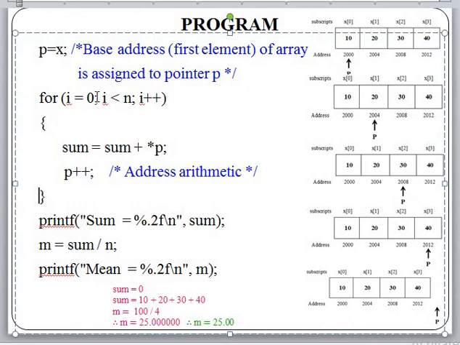So it will go back. Now i becomes 3. 3 is less than 4, yes, the condition is true. It will compute the next sum: sum equal to the old values 10 plus 20 plus 30, that is 60. 60 plus star p, the current location pointed to by the pointer, is 40.